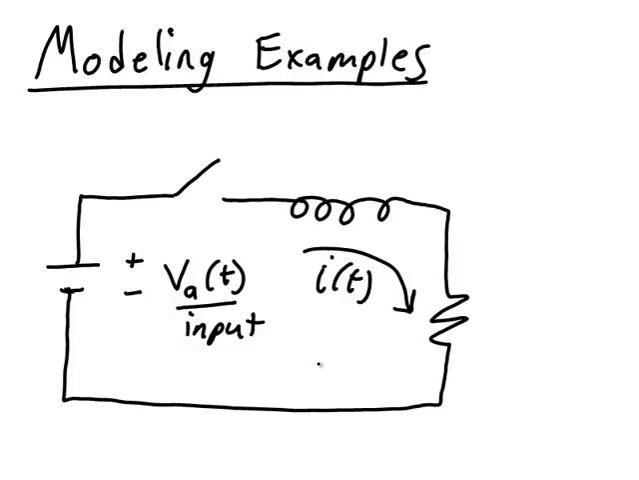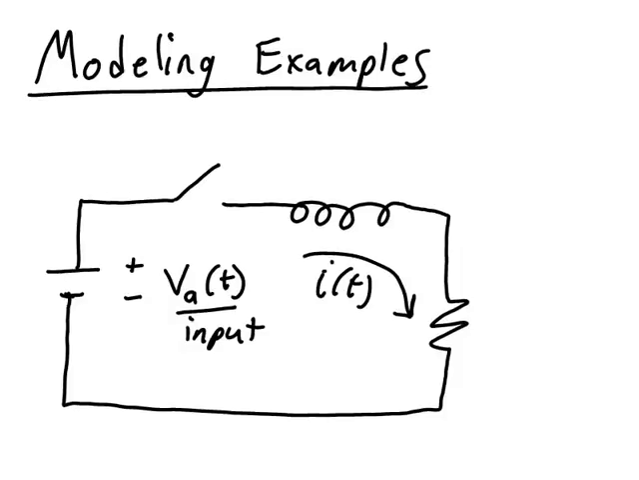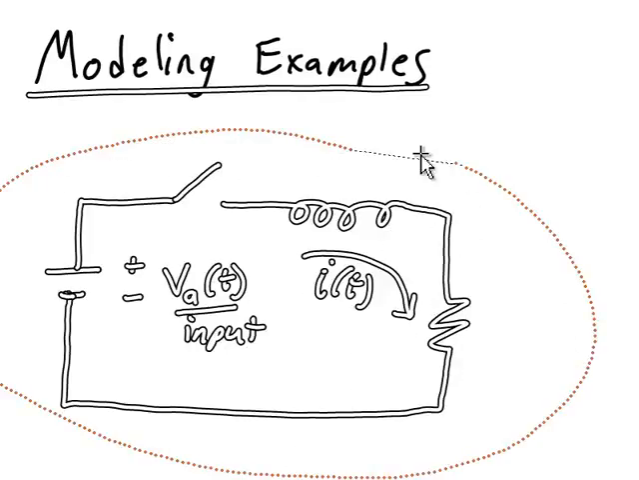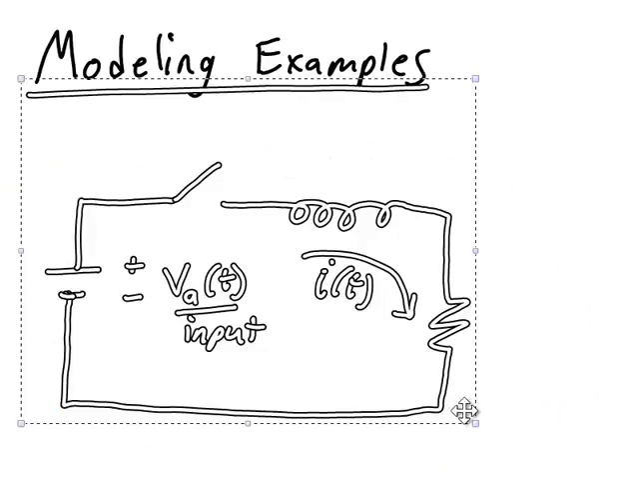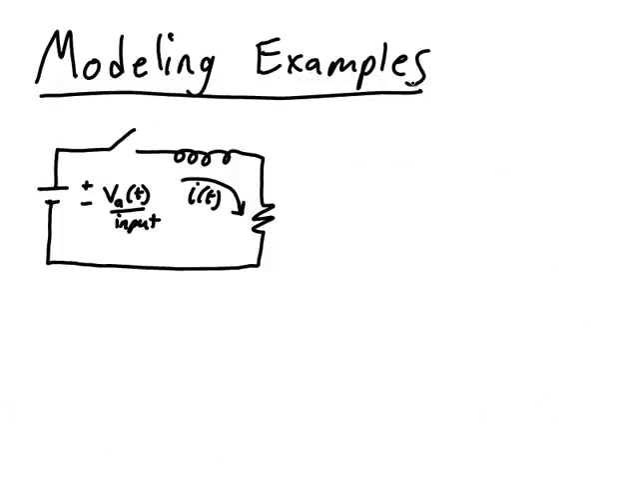I won't say that the current is the current through any one of these elements. Since we only have one loop, the current in each element will be the same. Now, let's see if we can derive some equations that will relate the applied voltage over time to the current in the loop over time.